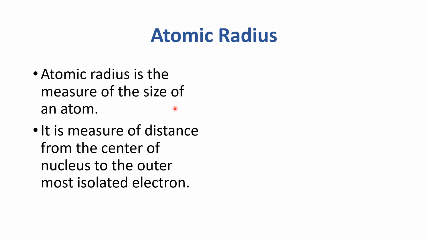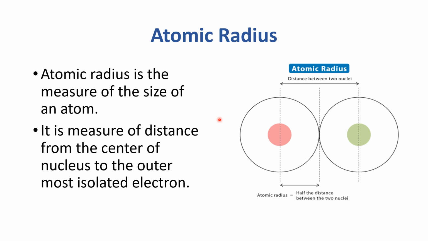It is the measure of distance from the center of nucleus to the outermost isolated electron. So here, half of the distance between the two nuclei is known as atomic radius.